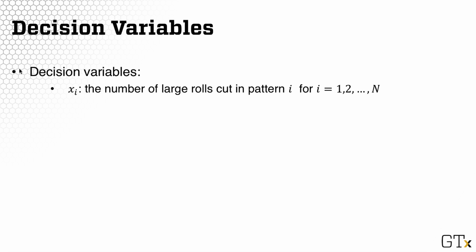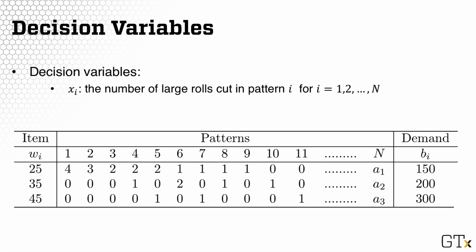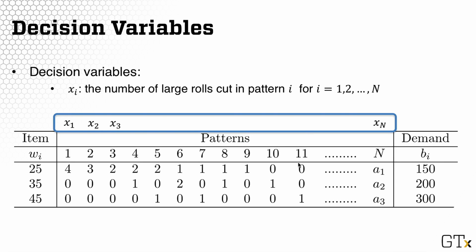So the number of variables here is equal to the number of patterns, which is big N here, which is a big number. So again, this is the matrix that we put together for the patterns. And the columns here correspond to decision variables, right?